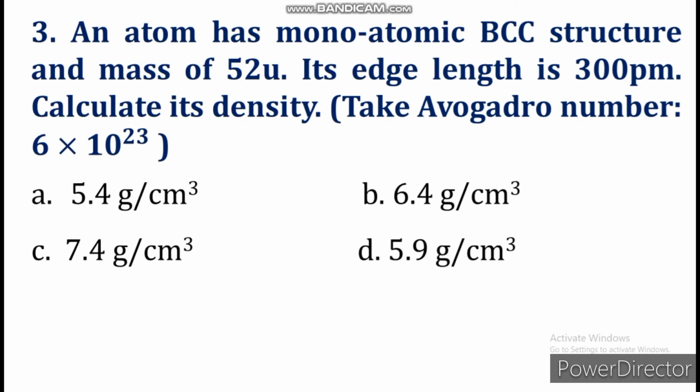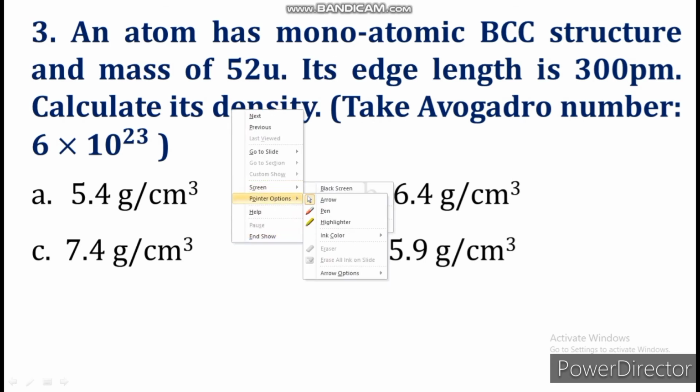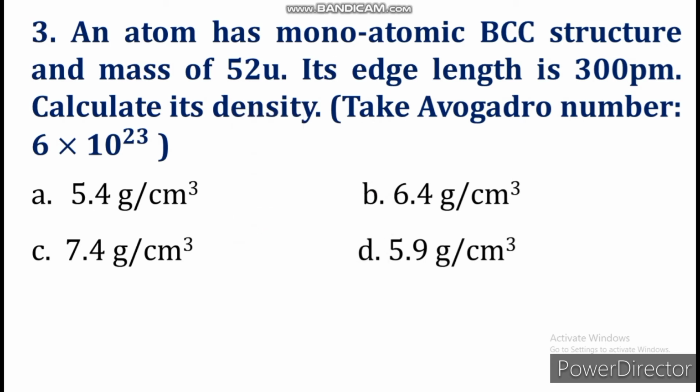Now let's see the third question. An atom has monoatomic BCC structure and a mass of 52 U, unified mass. Its edge length is 300 picometer. Calculate its density. Take Avogadro number as 6 into 10 raised to 23.